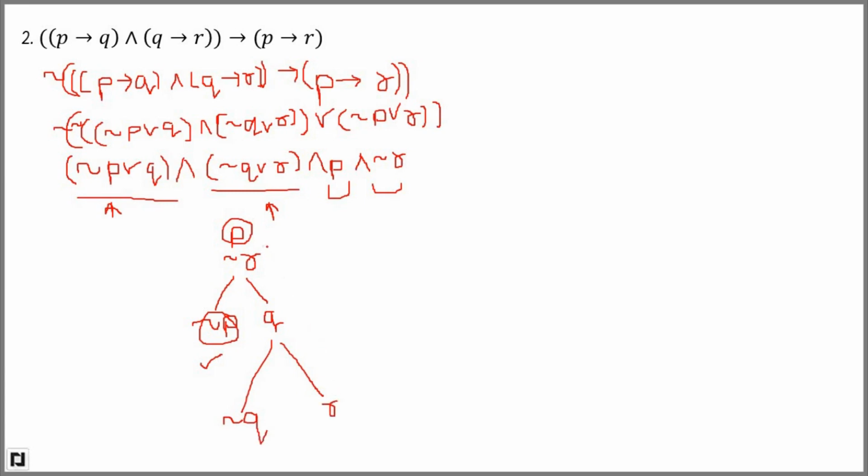Now we can see this negation R term is closed by this R, and this Q term is closed by this negation Q. So our tree is closed. So this compound proposition is a tautology.